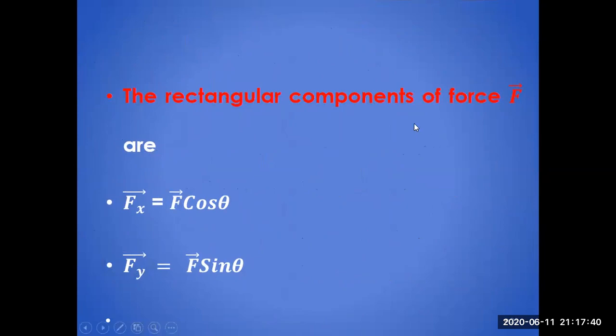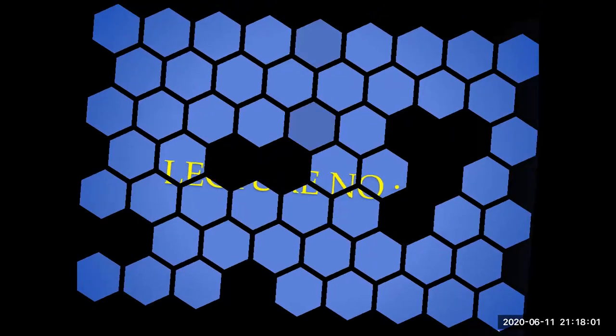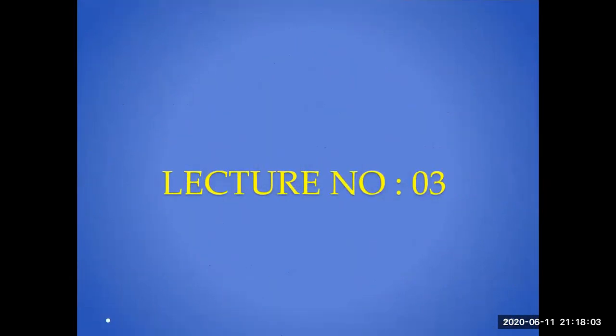So the rectangular components of the force are Fx is equal to F cos theta and Fy is equal to F sin theta, which we have already done. Basically, this is the horizontal component and this one is the vertical component. These two are mutually perpendicular to each other. So that's why they are called rectangular components. So with this, our class ends. We will start a new lecture tomorrow.